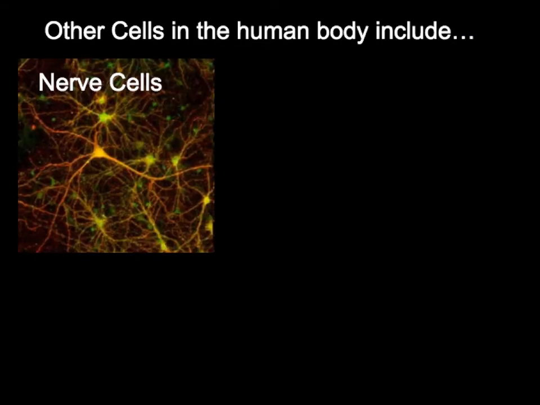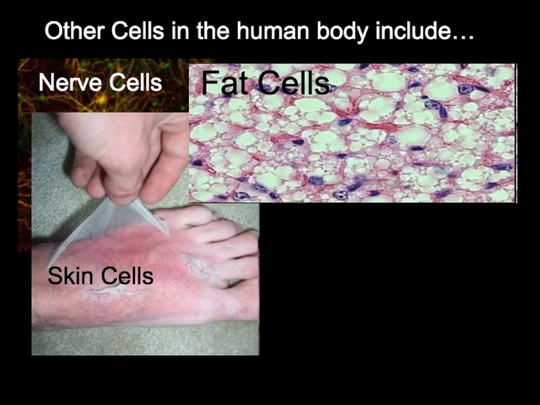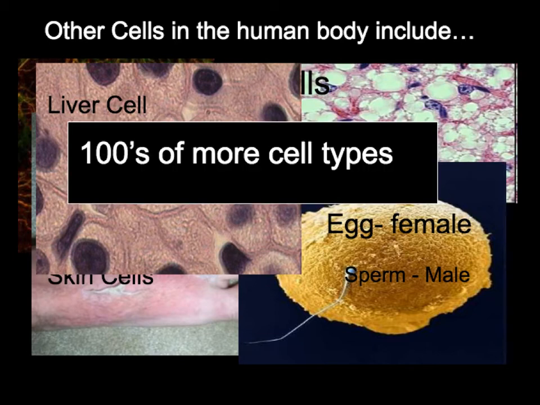Other cells, things like nerve cells, skin cells, bad sunburn there, huh? Fat cells, we all have them, whether we like it or not. We all have those layers of fat. They're providing cushion and warmth in our body. We have reproductive cells in this corner here. Egg cells would be female, sperm, male, and we have our liver cells. And there's hundreds more types.